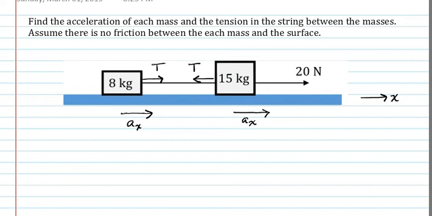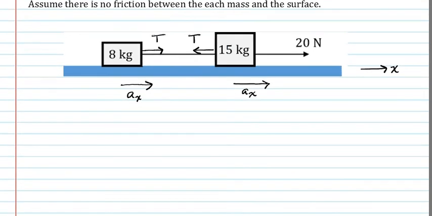Now we're going to do net force equals the mass times the acceleration for each of these masses. For the 15 kilogram mass, net force equals mass times acceleration. Well, in the positive direction, there's a 20 Newton force. In the negative direction, there's a force of T. T is a positive number, so this really is going to be 20 plus the negative of T, or just 20 minus T, equals the mass times its acceleration.